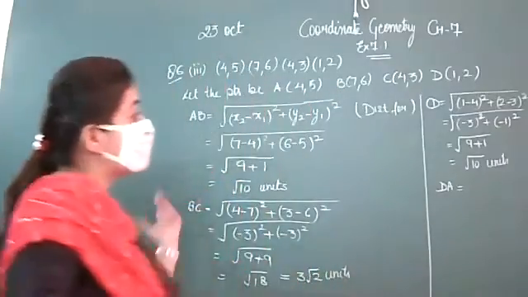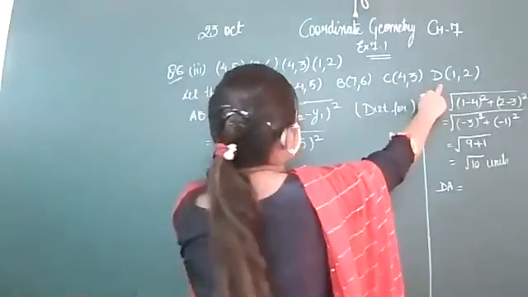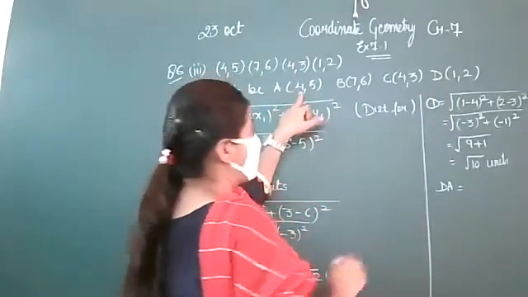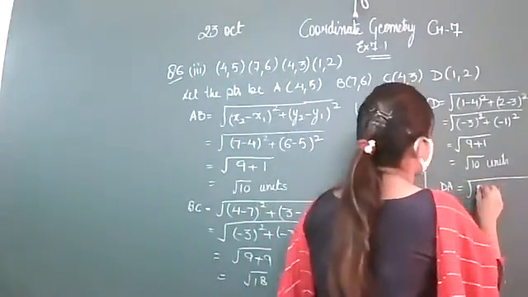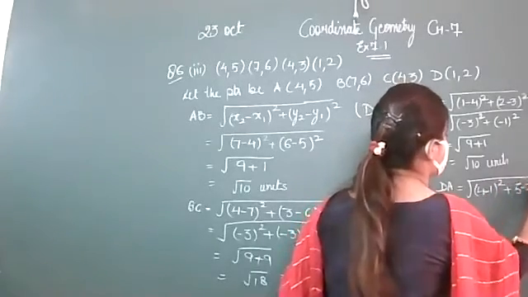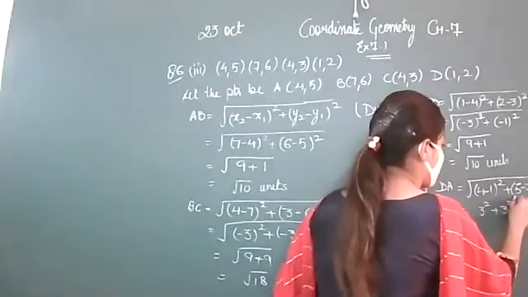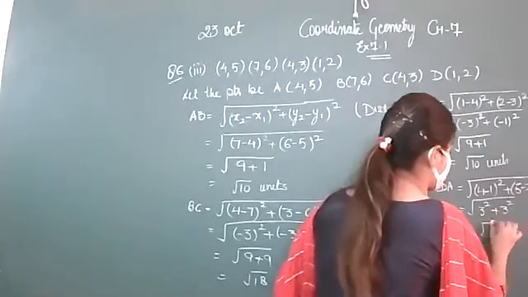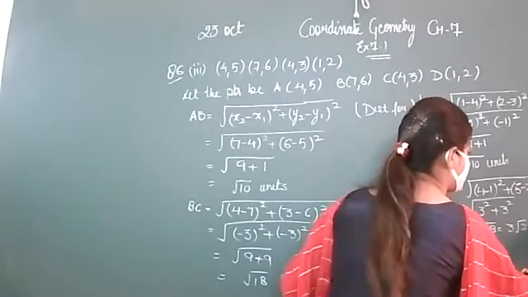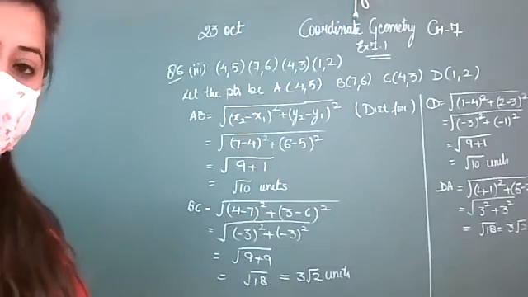Yes, listen to me carefully. I am writing DA. You can write AD also. If you are finding DA, this is your x1, y1, this is your x2, y2. So you will start from this. So this will give you (4 minus 1) square plus (5 minus 2) square. Yes, any doubt in this point, beta? If anyone is having any doubt, you can ask me. So this will give you again 3 root 2 units. So what did you conclude from this?